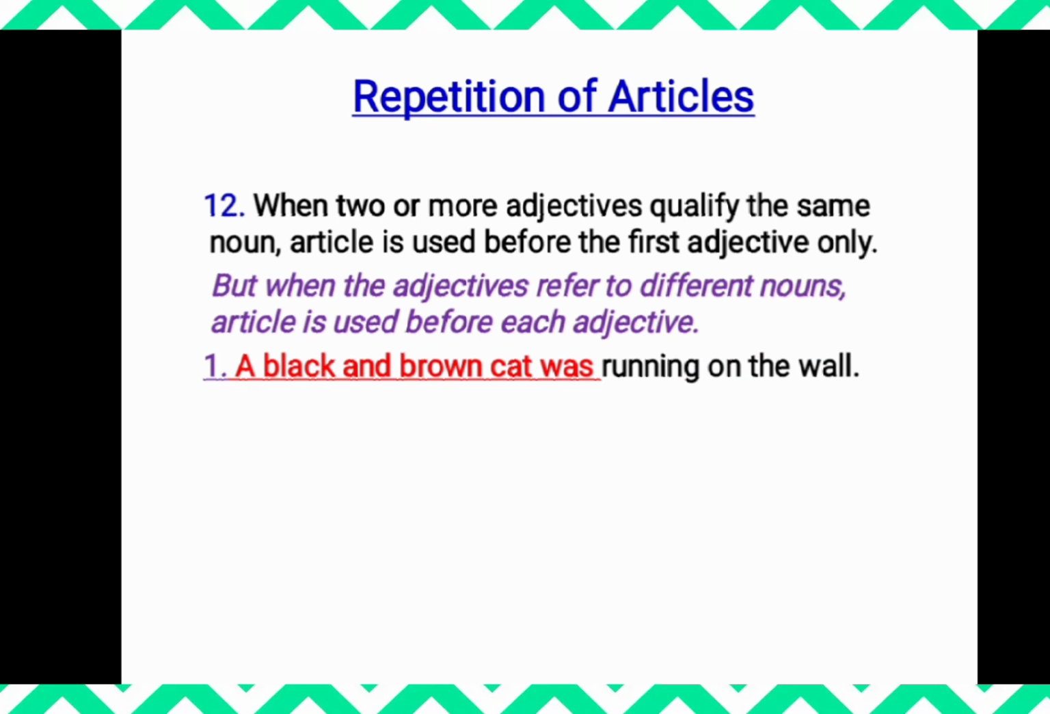A black and brown cat was running on the wall. Here the noun is "cat", and according to our first statement, when two or more adjectives qualify the same noun, the article is used before the first adjective only. Here the two adjectives in this sentence are black and brown. Both are adjectives, but we use the indefinite article "a" only before the first adjective. A black and brown cat was running on the wall. Understand?